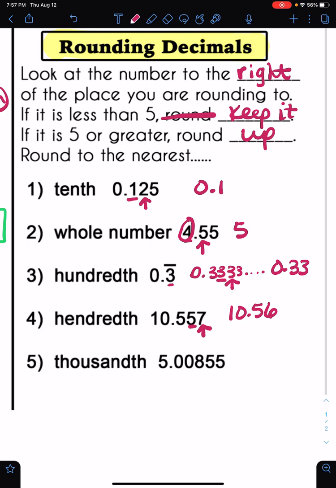And the last example, if I'm going to round to the nearest thousandths, it goes tenths, hundredths, thousandths. So here's the thousandths place. Look once to the right, and it is 5 or higher. So I'm going to round up this 8 to a 9 and drop everything after it.